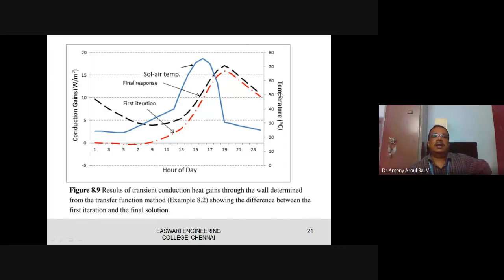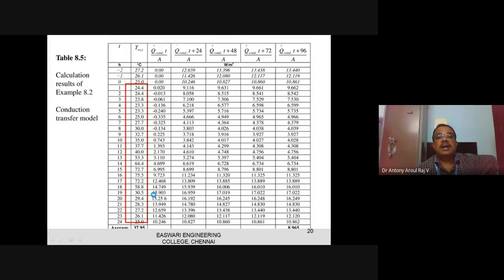So here, as per the calculation, this is the solar temperature. That means it is a representative of radiation outside the building, or outside the wall. And what is happening to the solution? Okay, so first we are starting with the iteration. The red color is the first iteration. So like this one.